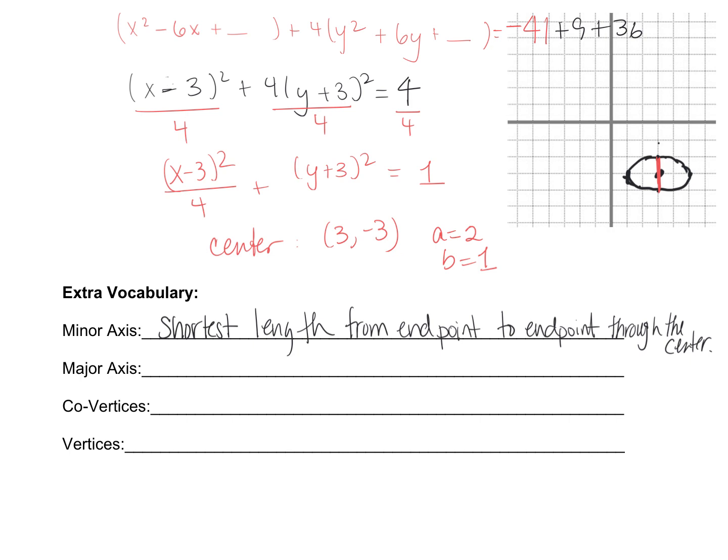So it would be 2, because it's the whole thing from one end to the other. Okay, the next one is the longest length. So the major axis is the longest length. Again, same thing, from endpoint to endpoint through the center.